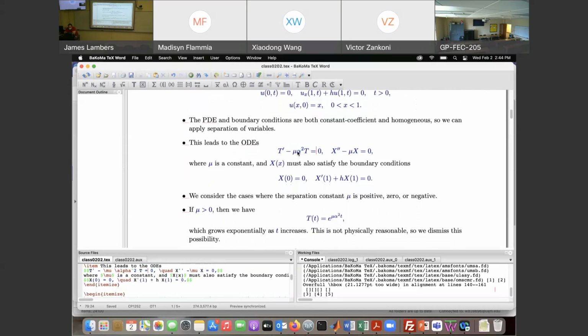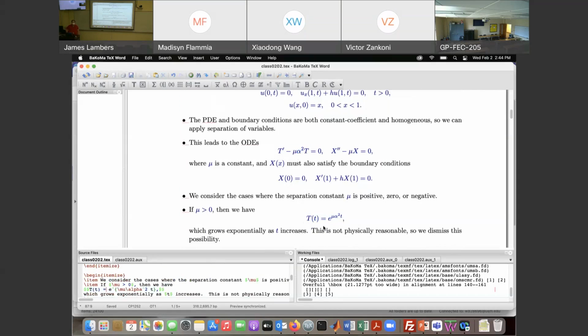Because here we have alpha squared, that's positive. If mu is also positive, our temporal ODE is going to have this solution: e to a positive constant times t. So here we have exponential growth.